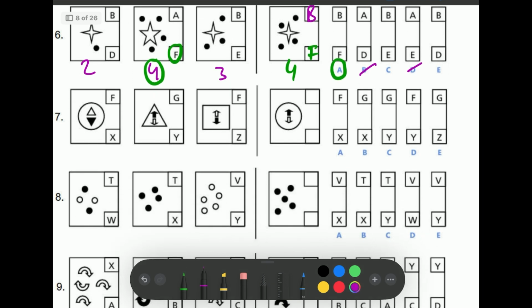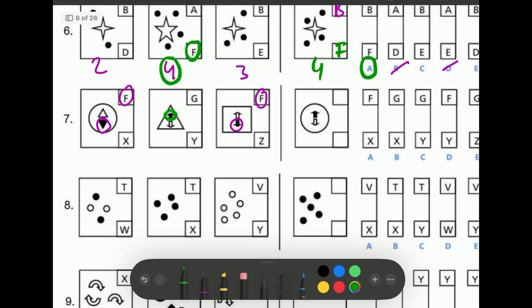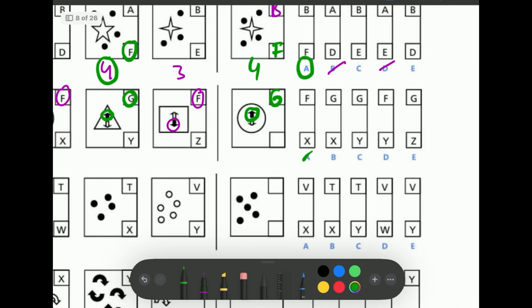Next question. These 2 both have an F as the first letter. And what they both have in common is that the shape at the bottom is black. As you can see, the second box has a different first letter and the top shape is black. Because the top shape is black here as well, the first letter is going to be a G. So we can rule out those 2.